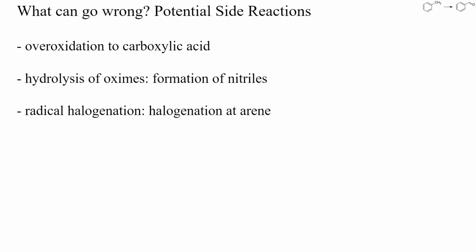So, what are the potential side reactions? In the presence of alcohols or water, aldehydes can form hemiacetals or hydrates. These are strong hydride donors and can be readily oxidized to carboxylic acids. Then, as mentioned, the hydrolysis of oximes can give nitriles as byproducts. And radical halogenations can yield a large number of byproducts resulting from the halogenation of functional groups or of the arene.